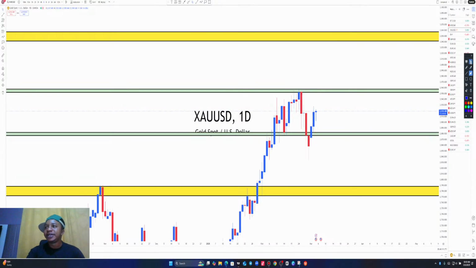All right, let's take it again to the 4-hour time frame, where I'll show you guys how exactly we are going to pick our buy on gold to the upside as well. Let's go to the 4-hour time frame. So onto the 4H.